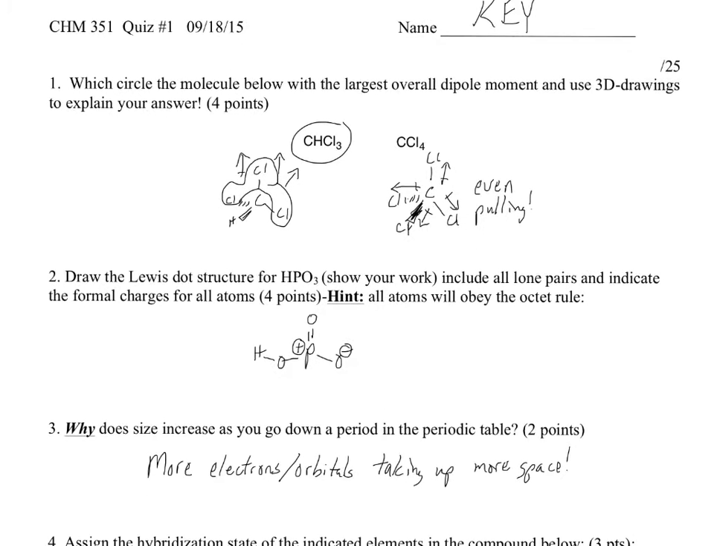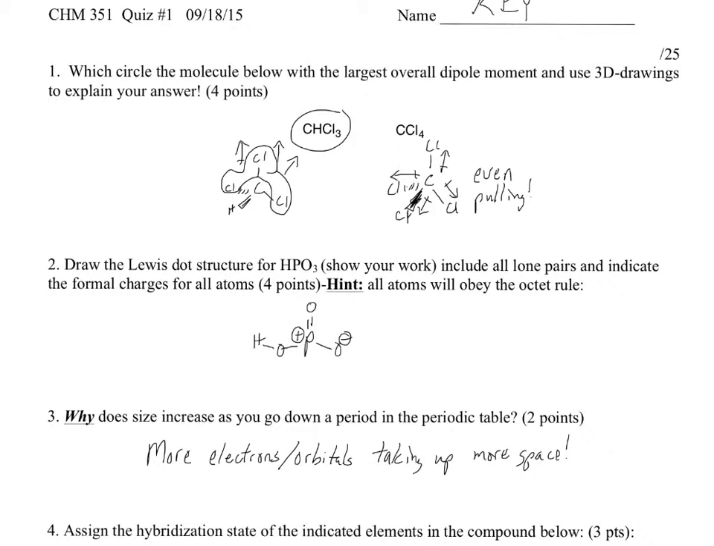Next question was, draw the Lewis dot structure for HPO3. Show your work, include all lone pairs, indicate the formal charges of all atoms. 4 points. And then the big hint here was all atoms will obey the octet rule. That should help you think, wait, the phosphorus here is not going to act like sulfur does and expand its octet. Everybody's going to obey the octet rule. So phosphorus is right below nitrogen, so this would behave very similar to what a nitrogen would. You can imagine nitrogen wants to have 3 bonds, phosphorus also wants to have 3 bonds, has 5 valence electrons. So it has 4 bonds, so the phosphorus is going to have a plus charge, the O would have a minus charge, and then the other OH is over here.